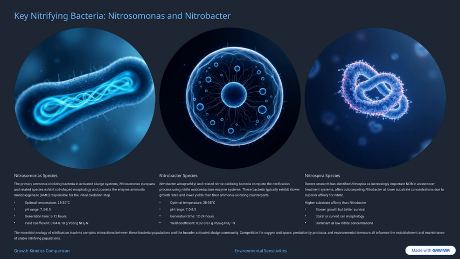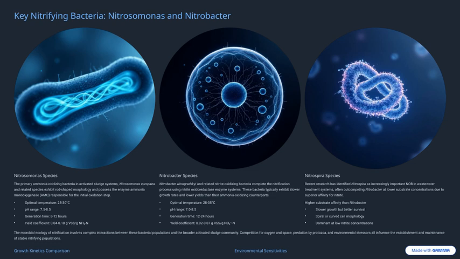In terms of optimal conditions, Nitrosomonas thrive around 25 to 30 degrees Celsius and prefer a pH range of 7.5 to 8.5. They have a generation time of about 8 to 12 hours, which means they grow relatively quickly, and their yield coefficient is between 0.04 and 0.1 grams of volatile suspended solids per gram of ammonia nitrogen.